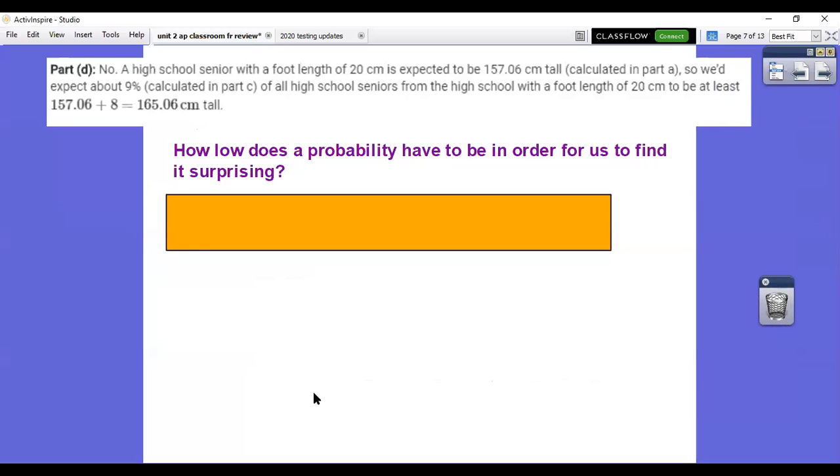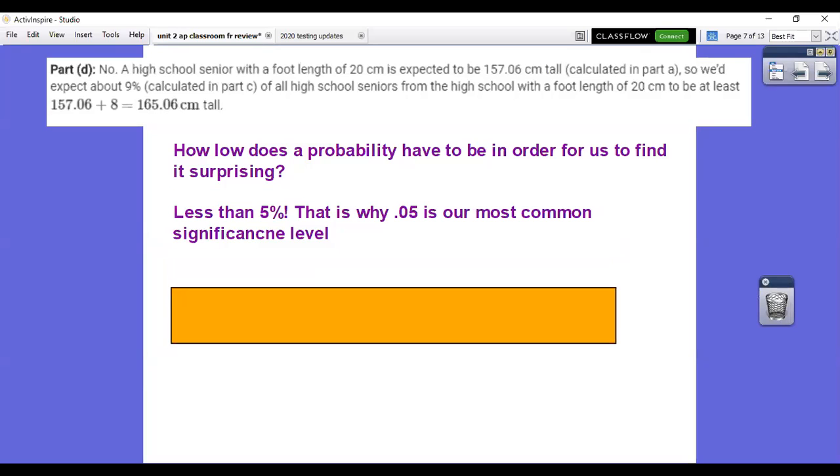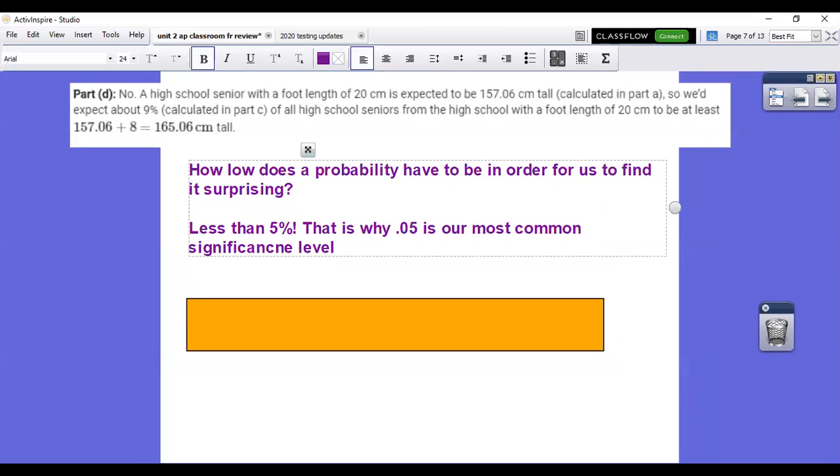What's the dividing line between no, this is not surprising, and this probability is so low that I'm completely shocked and taken aback that this has happened? It's 5%, right? That is why the most common value that we use to decide, hey, this p-value is low, we reject the null hypothesis, or this p-value is not so low, I'm going to fail to reject the null hypothesis. That's why 0.05 is the most common significance level.